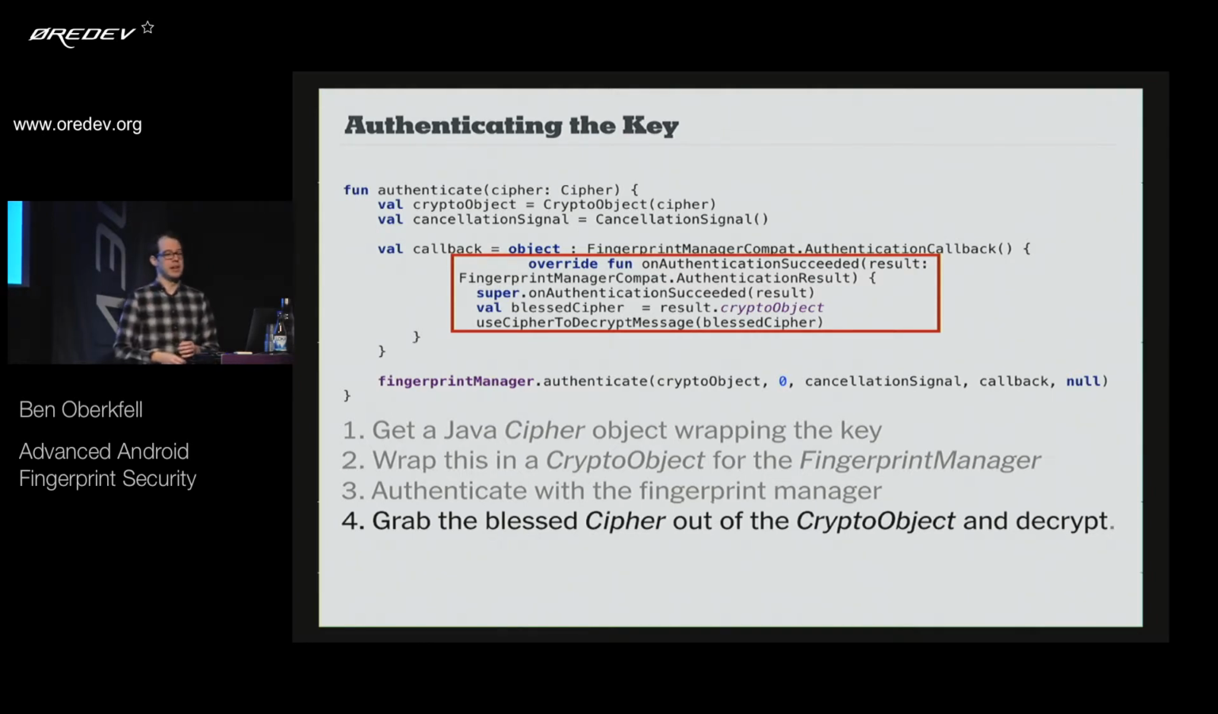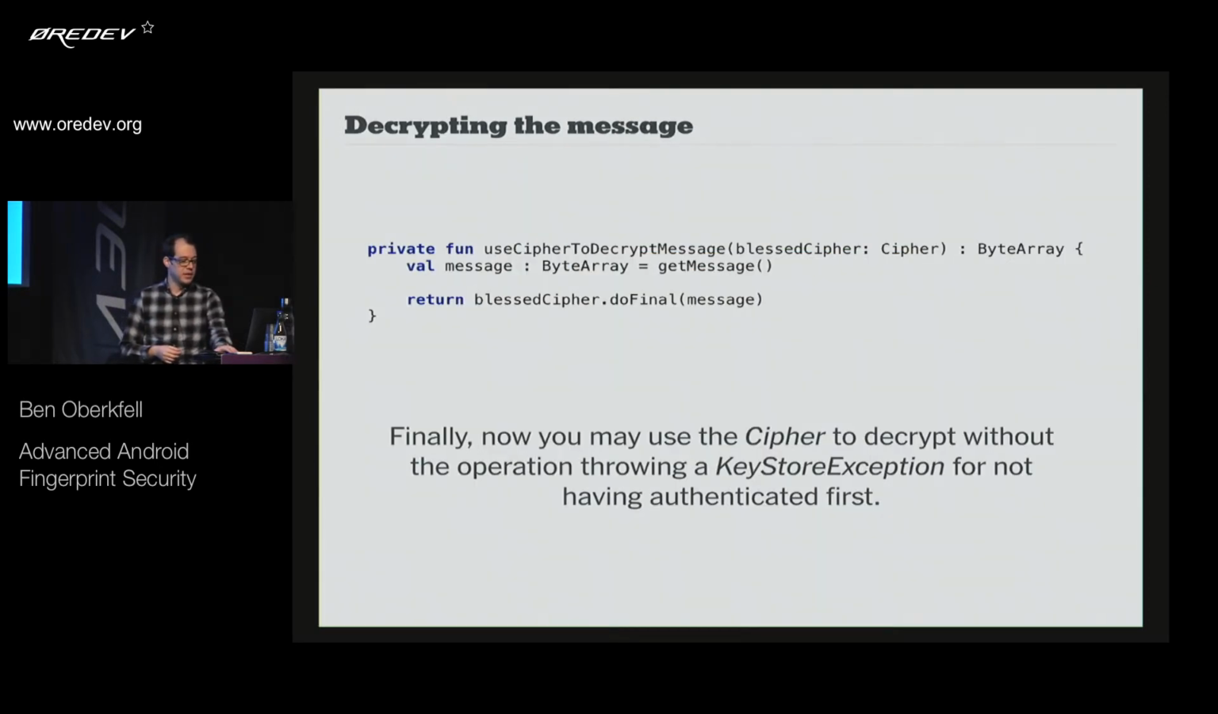But for right now, we don't really care about failure. We care about success. So we're going to grab that cipher out and decrypt. And so finally, now we can use this value here, get our message we want to decrypt, and we'll say doFinal, which is a one-shot decryption method on the cipher. And we'll get a byte array back that represents the value.